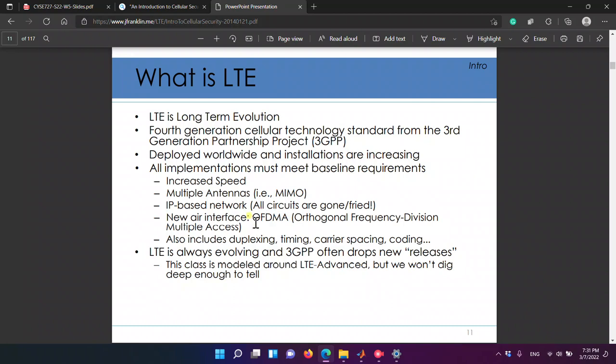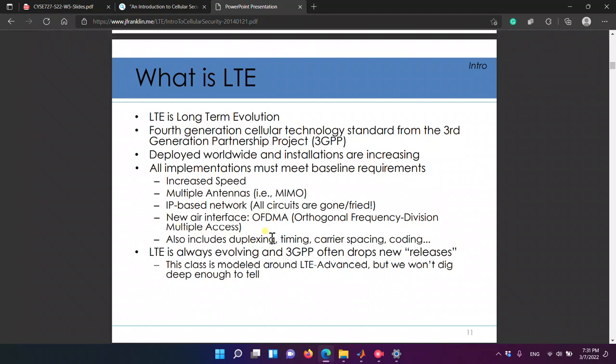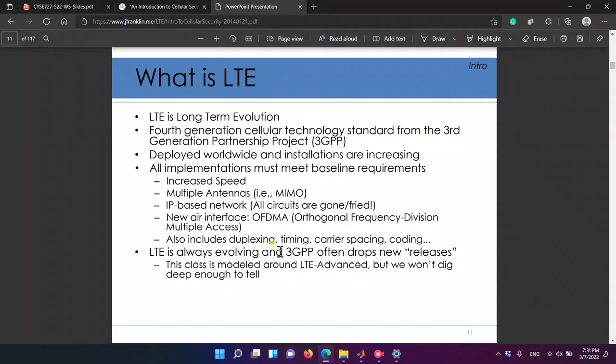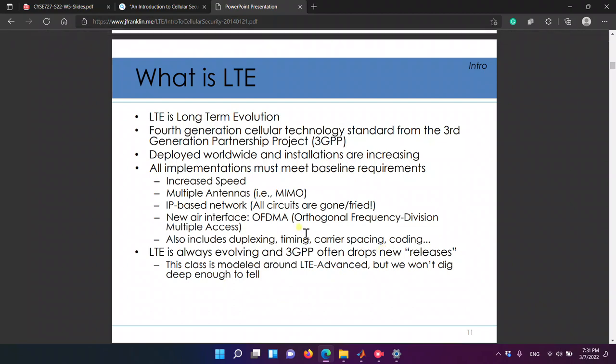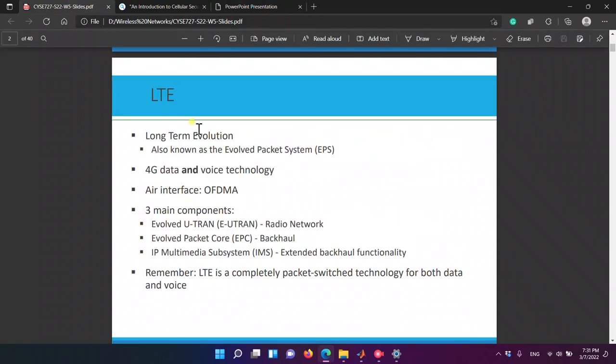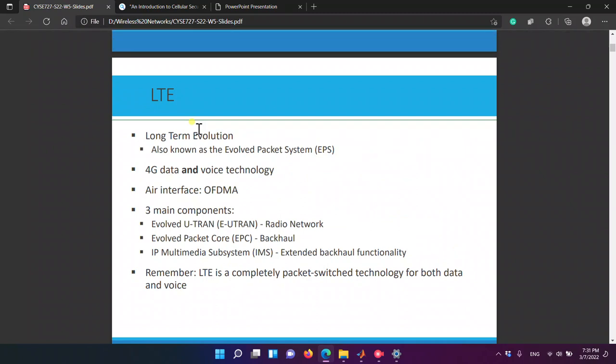OFDMA is used, which is frequency division multiple access. And we have duplexing, timing, carrier spacing, coding. I don't know what these are exactly, but we'll see later on. I'm reading the week 5 slides and I'm skipping weeks 1, 2, 3 and 4.